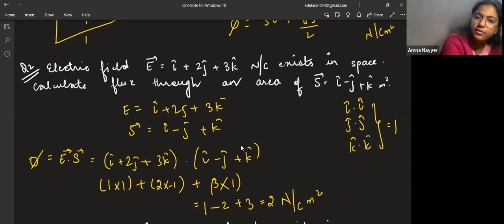Fine. Electric field is given, surface area is given. Take the coefficients of the like terms. Multiply both the coefficients of I cap together, both the coefficients of J cap together, and K cap together. Then whatever the mathematical operation you are getting, plus or minus, just add or subtract. That's it. Just note it down. One more type of question can come that can be confusing if it comes to you directly. So note it down. That one last question we'll do before jumping on to Gauss theorem.